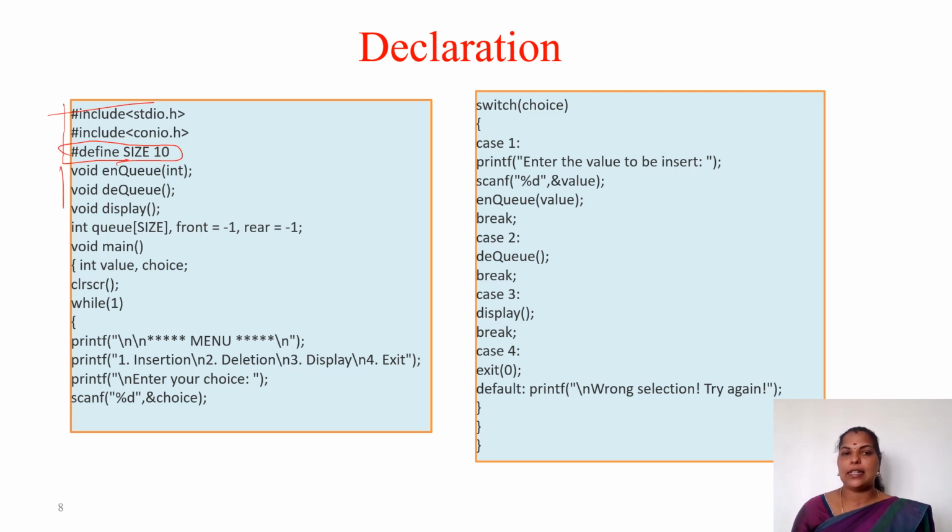Then we declare the functions whatever we are using in our program. Then we declare the variables also. Then we have the main function. Here we have used the switch case. Each and every time the user gives a choice, that particular choice is executed, and if you want to exit, then we have to press 4. Otherwise, if you press any other number, it displays that it is a wrong selection, try again. It is the default case.